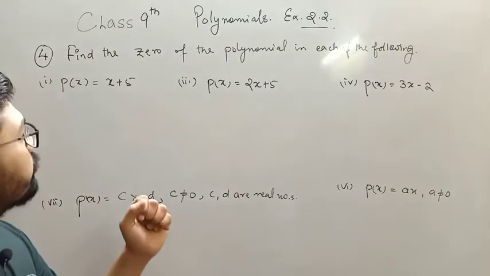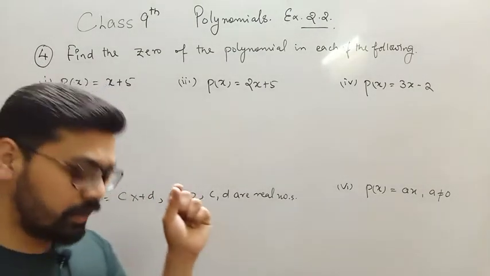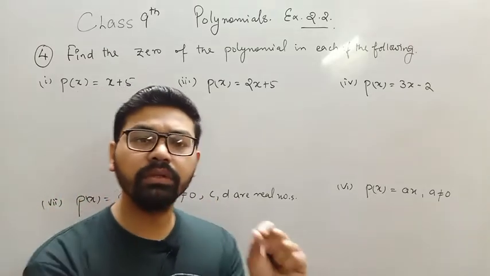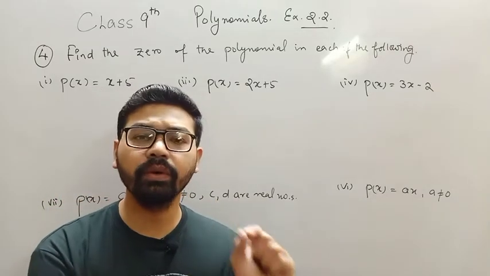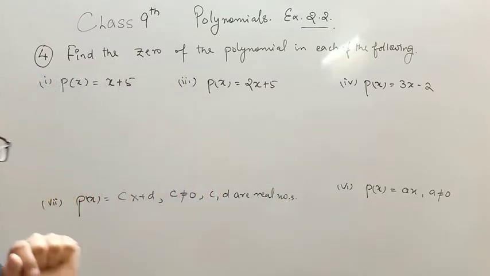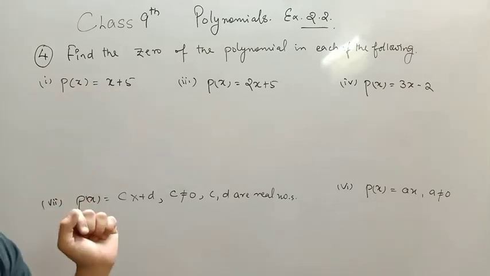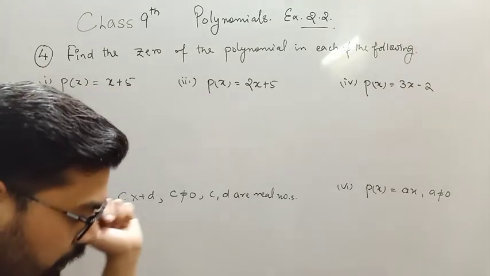Now today's task is to find the zero of the polynomial in each of the following, and I think I have also explained to you how to find the zero of a polynomial by putting that equation equal to 0, right? So if the question is p(x), the first part is p(x) equals x plus 5, and you just need to find the zero of this equation.